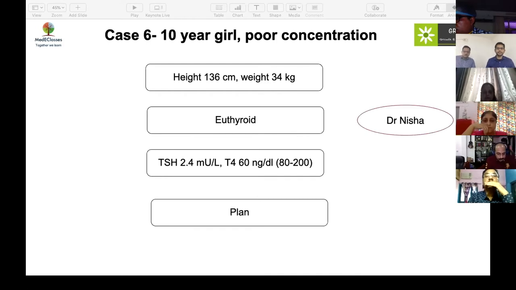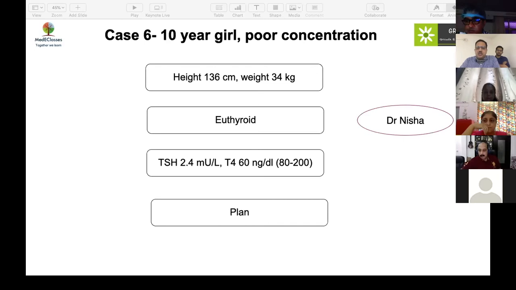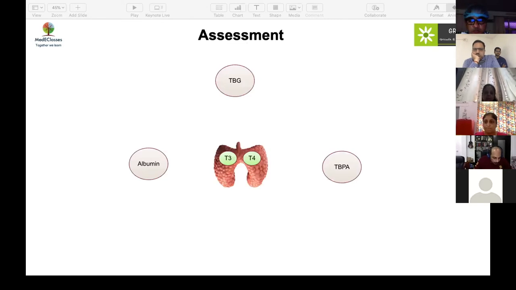So now what would be the plan? Dr. Nisha, do you think that this child has a central hypothyroidism? The most important thing here is that what we have done is a T4. Now, most important is to get a free T4. That will be very important to get in this, and also the TPO.